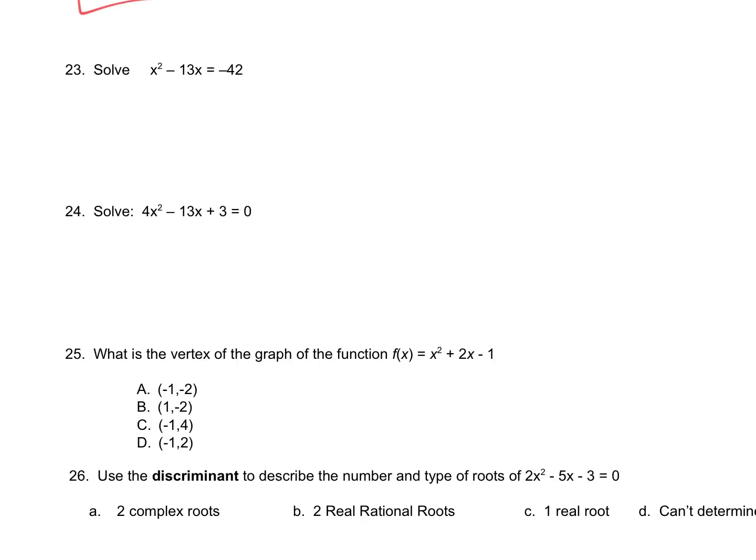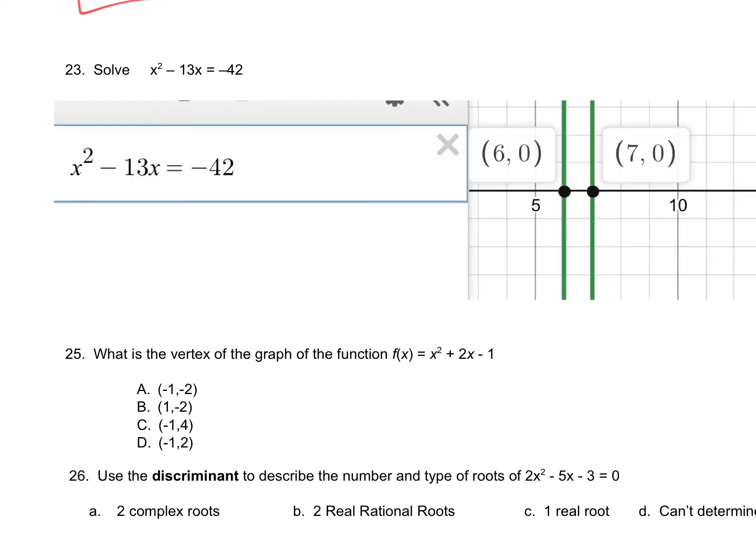So let's try another. All right, number 23, we can do the same way. I can plug it straight up into Desmos. If I plug it into Desmos, I end up with this graph right here, and it shows that it draws 2 vertical lines, 1 through 6 and 1 through 7. So this would be x equals 6 or x equals 7.